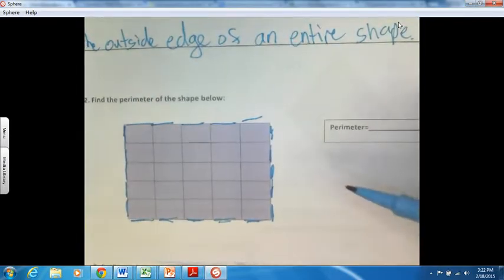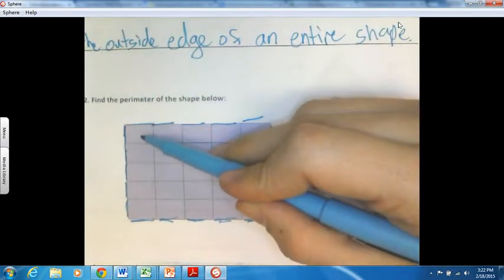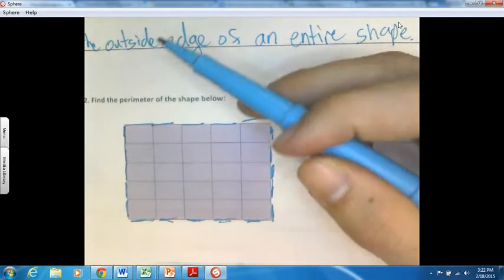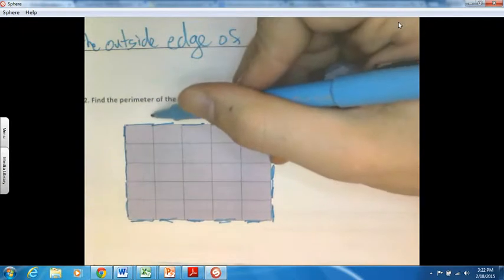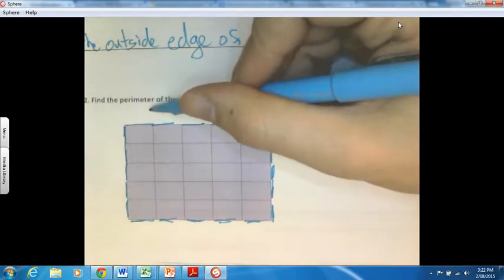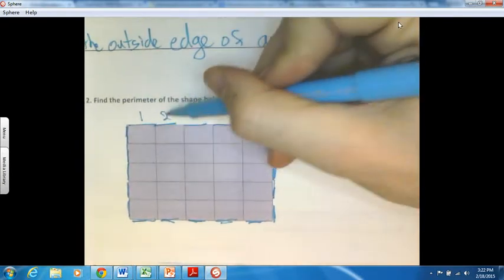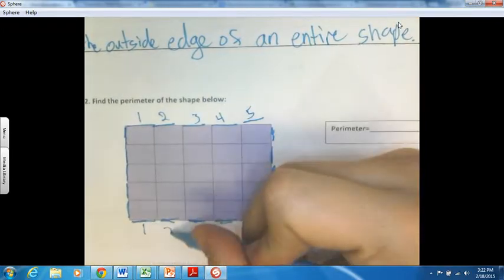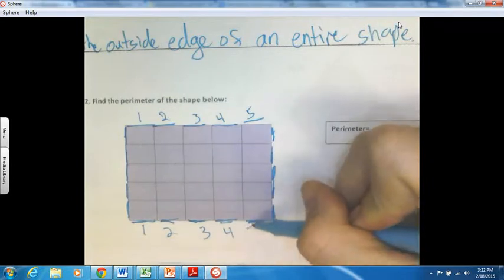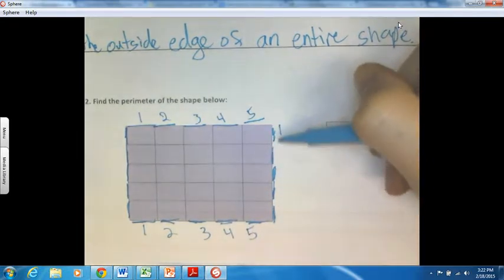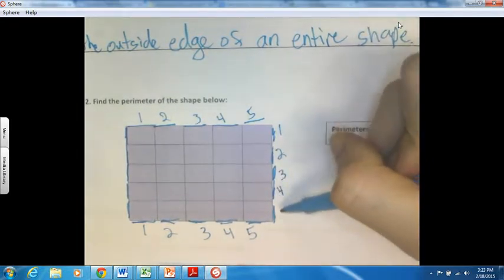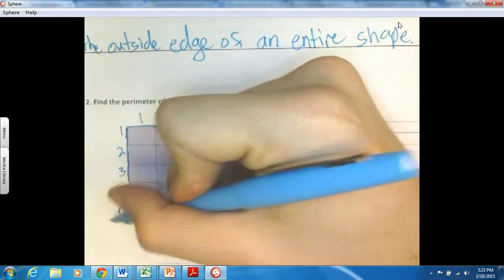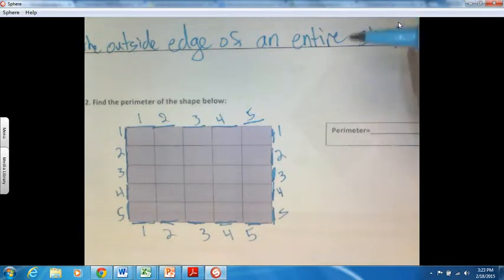You can't count the inside because if I just count this one, it has 2 sides that are on the outside, so I'd have to count this one twice. So that's why it's important to only count the outside, because if we count the inside, you're going to get the wrong answer. So 1, 2, 3, 4, 5. 2, 3, 4, 5. 1, 2, 3, 4, 5. 2, 3, 4, 5.